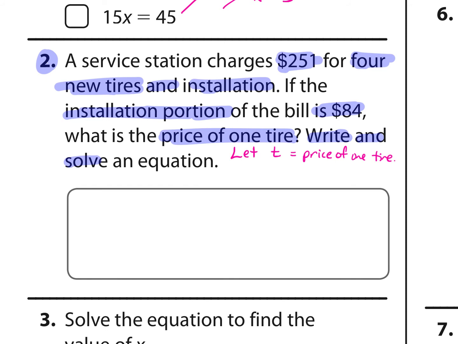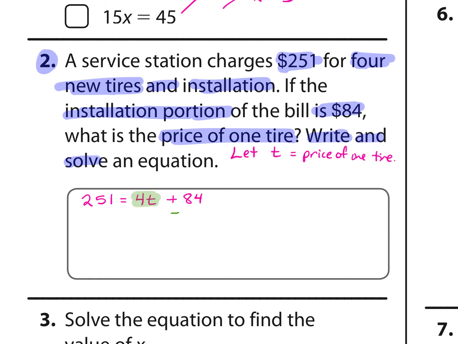So here's what I know. I know that this service station charged $251, and that total is equal to the price of 4 new tires, so 4 times T, number of tires, or the price per tire, plus the installation, which we're already told is $84. So we set up an equation just using the information given. Now let's solve the equation for T.